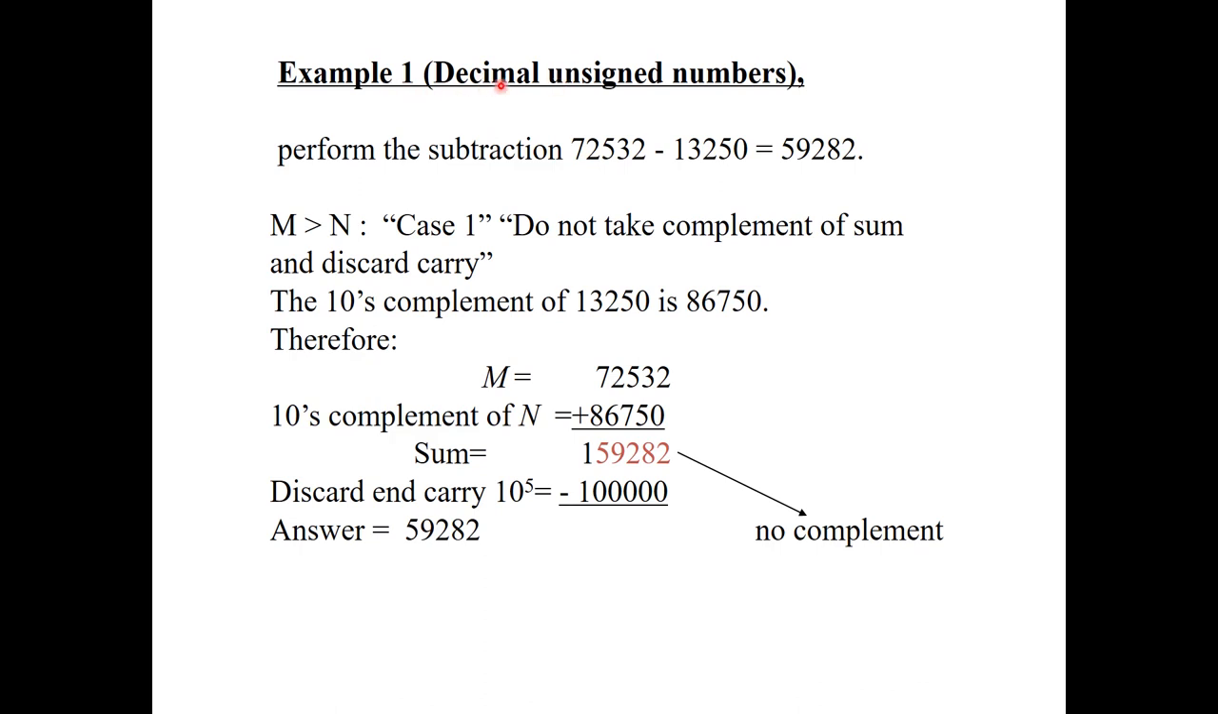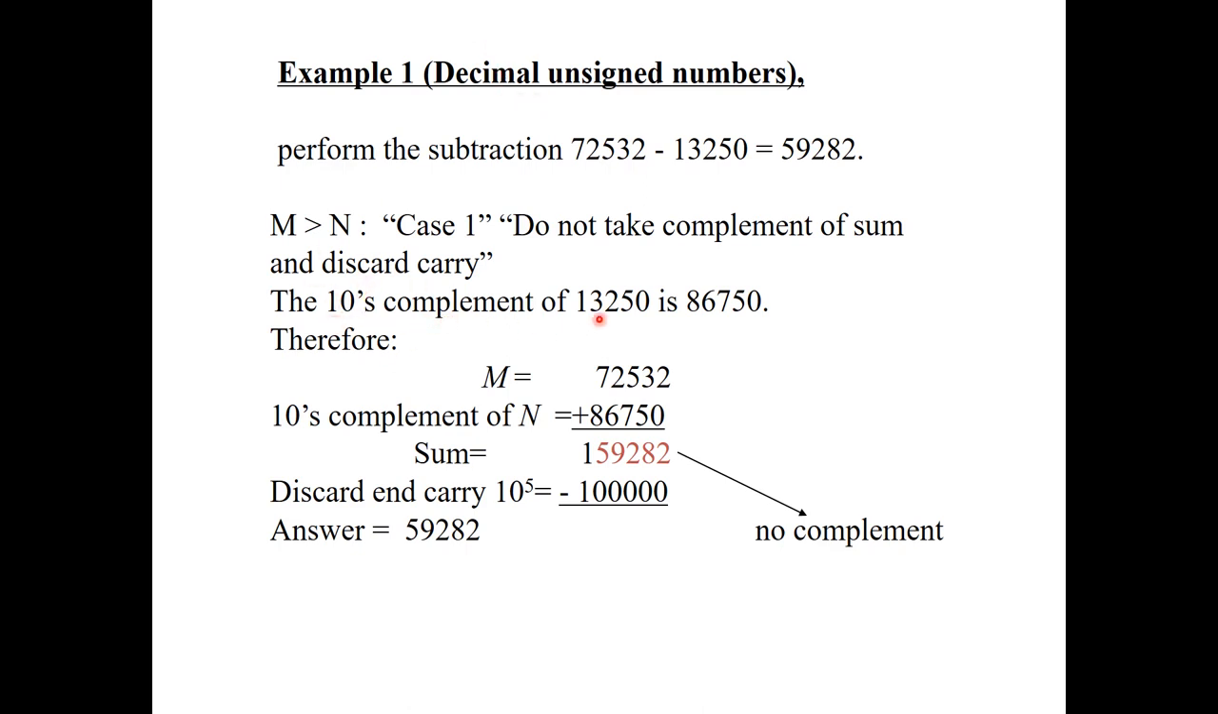So let us say, as decimal unsigned numbers, we have to perform this subtraction: 72,532 minus 13,250. We all know the answer, but let us see how we get this answer through the addition of the R's complement. In this case, m is greater than n, so that is case one. So we are not required to take the complement of the sum, and we discard the carry. But first we need to take the complement of n. Remember, R's complement we are taking, and since our system is decimal, we take the 10's complement.